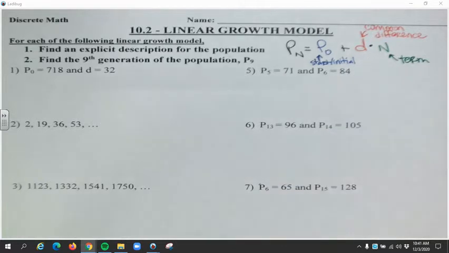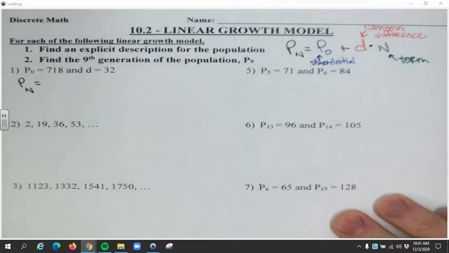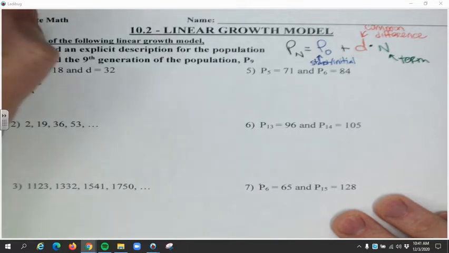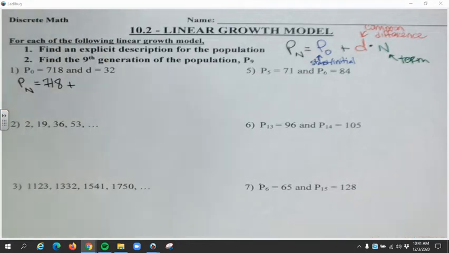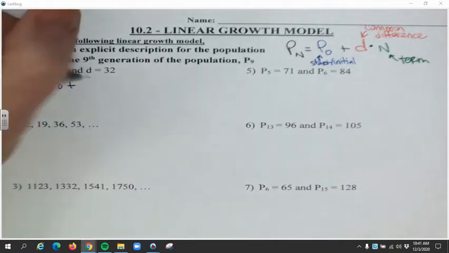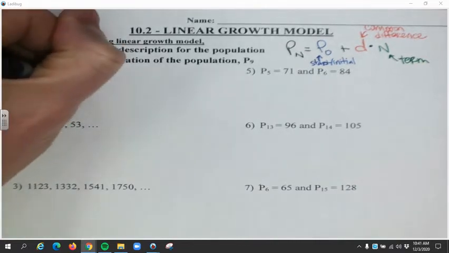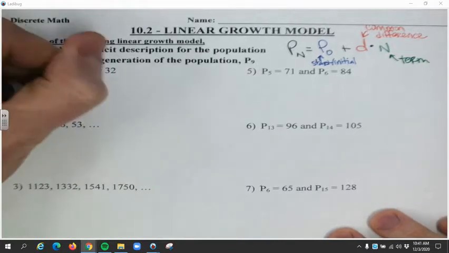So let's do the first part first. My equation is P of n equals my initial. My initial is P of 0. It's 718. So 718 goes first, plus D. D is my common difference. My common difference is 32. So plus 32 times n. n stands for whatever term I'm looking for.